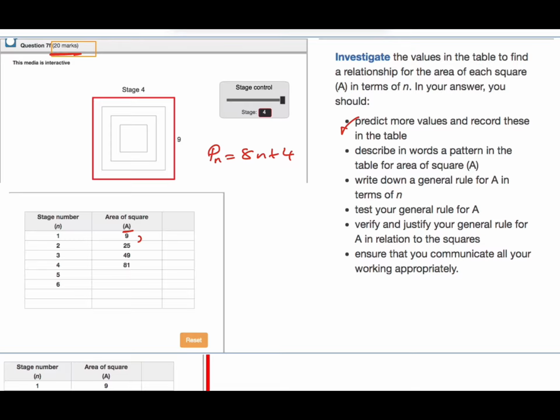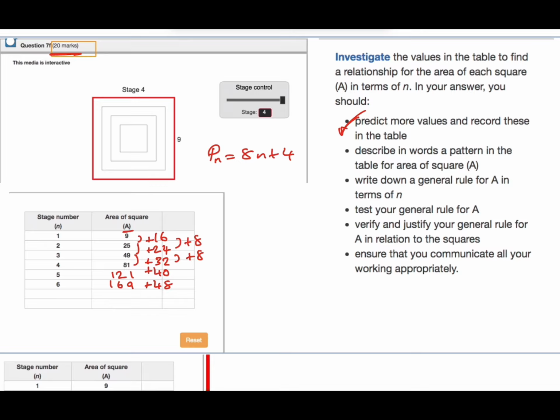So the first thing I'm going to do is see what it is going up by each time. The first one is plus 16, the next one is plus 24, and then the next one is plus 32. So you can see in this question, it's not constant. However, the difference is increasing by 8 each time. So that means it is a quadratic sequence. And to get the next two terms, I need to add 40 and I need to add 48 to get 169. So that's the first thing I'm going to do.